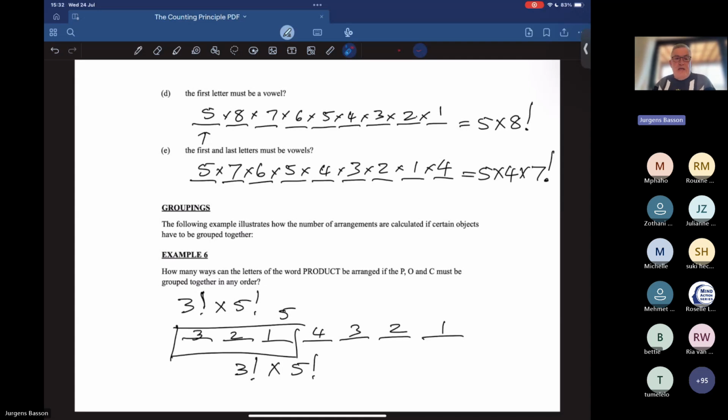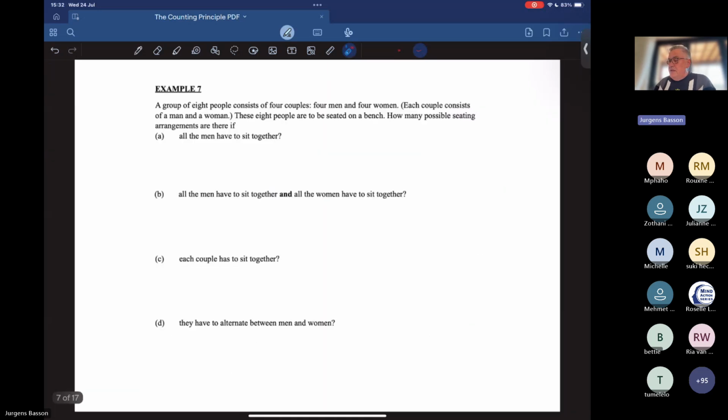There's more of them. And if there's still things you're not so sure of, I think we will address it here. In this particular question, I say there's a group of 8 people. There's 4 couples, 4 men, 4 women. And we seat them on a bench. How many possible seating arrangements are there if all the men have to sit together? You can hear the question is pretty clear, all the men.